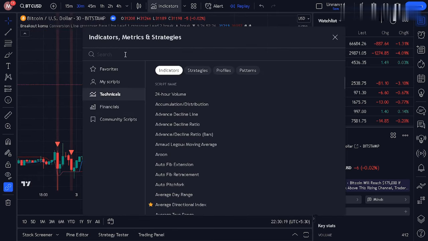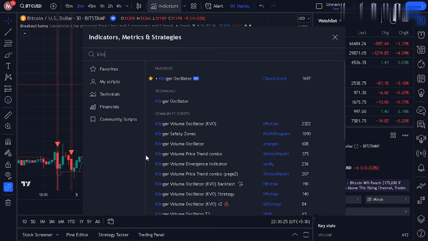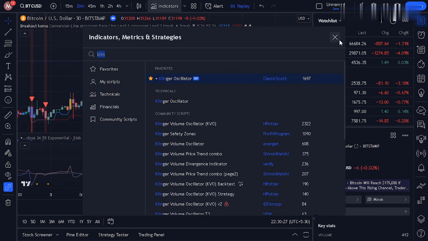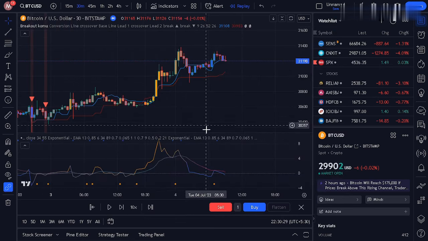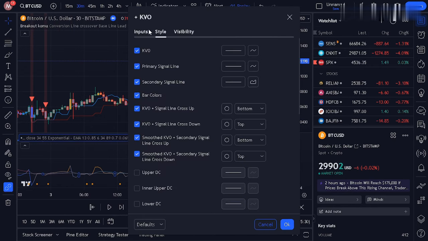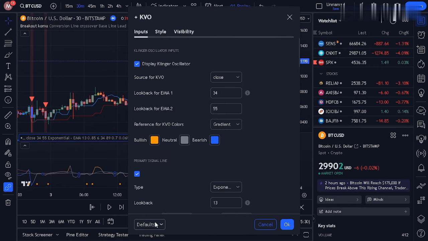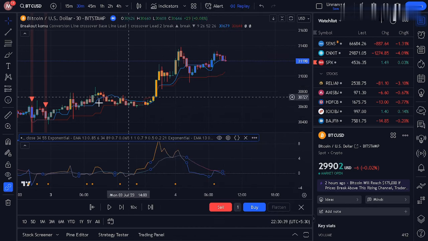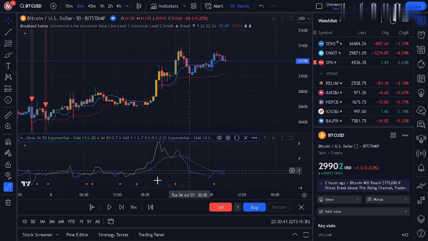For our second indicator, go to the Indicator tab and search Klinger Oscillator by Classic Scott, as in the video. Our settings for the Klinger Oscillator will be the same as default. Now you can see how the setup is looking, so let's see how the strategy works.